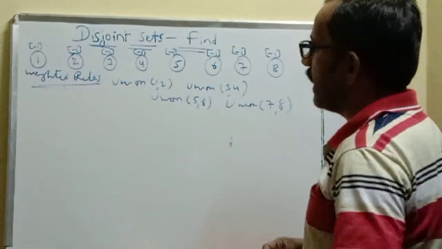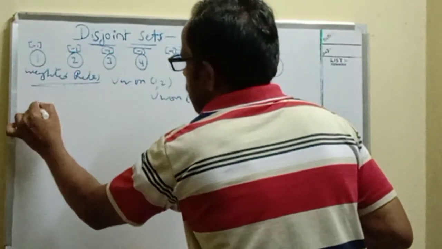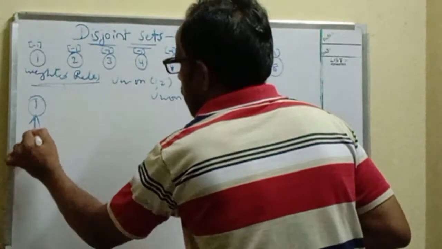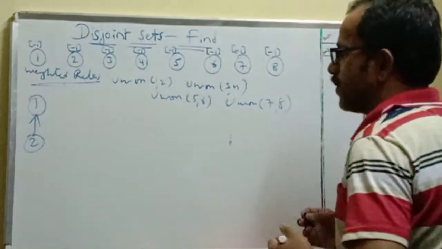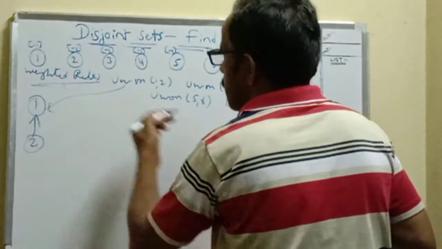What is union of 1 comma 2? Now consider these two trees and combine those two trees. Just by taking either 1 or 2 as the root node, then we can combine those two. So like this we get union of 1 comma 2. This is union of 1 comma 2.